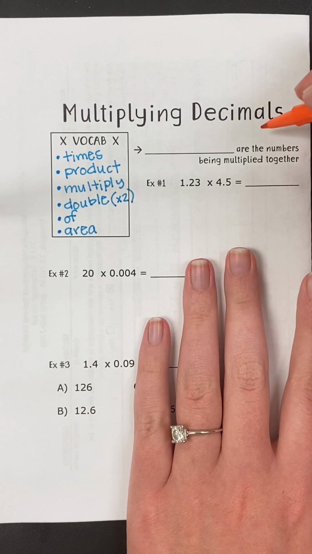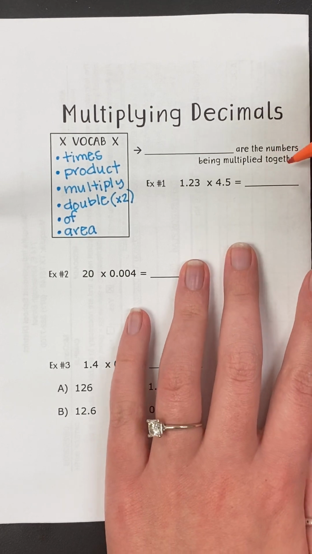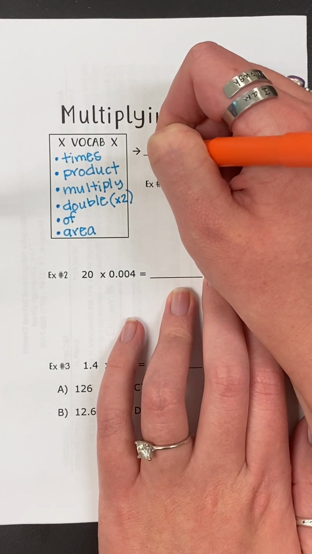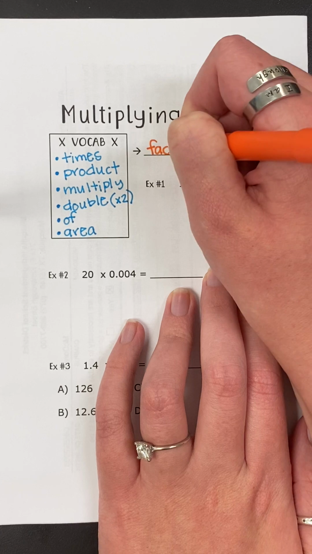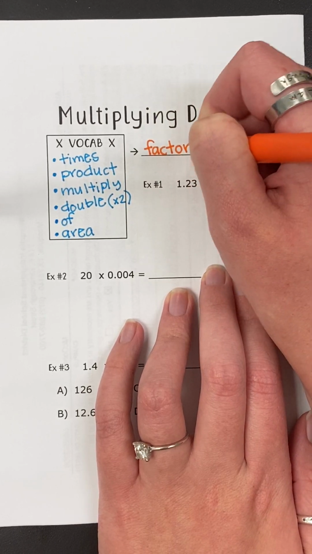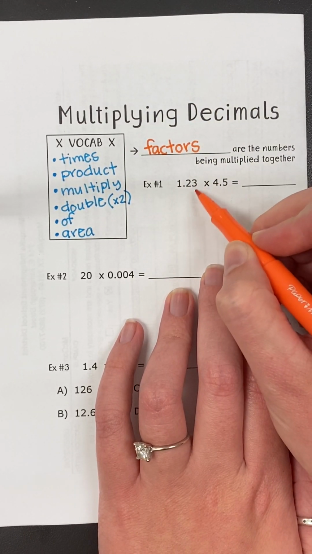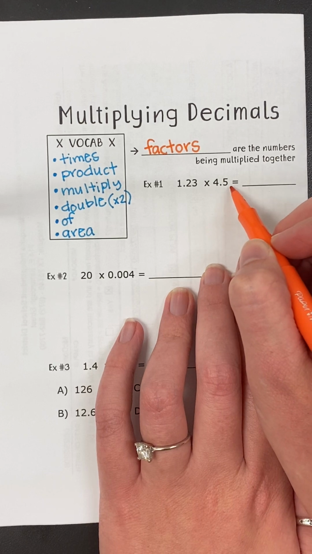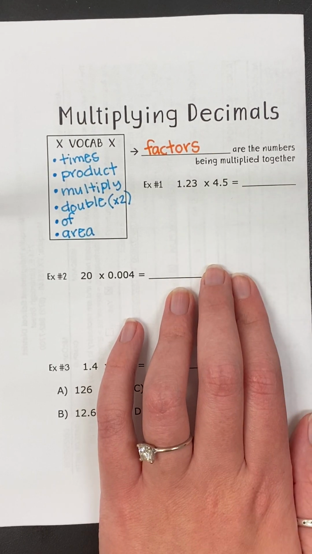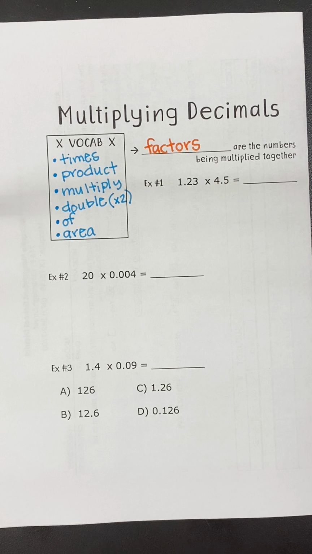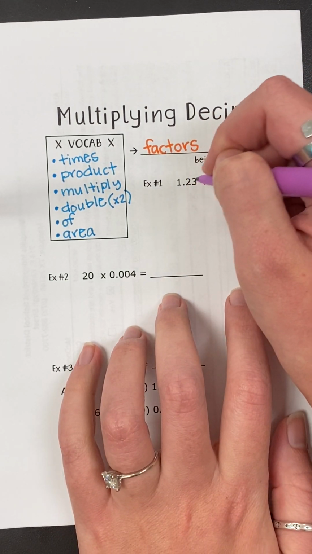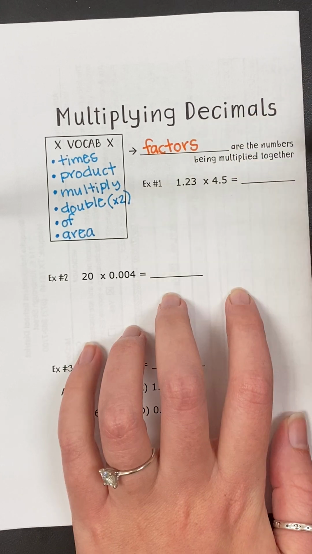The next thing I want to talk about are the numbers that are being multiplied together. Those are called factors. So the 1.23 and the 4.5, those are our factors because they are the numbers being multiplied together. Okay, so let's actually look at a problem. This first one, I have 1.23 times 4.5.